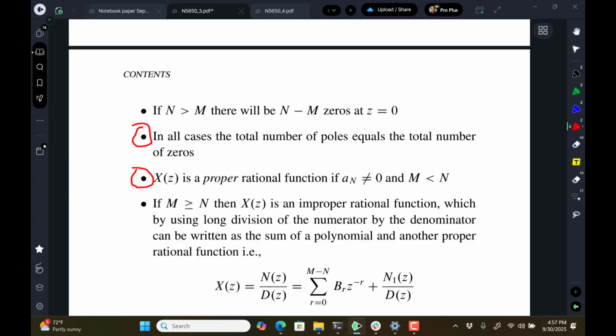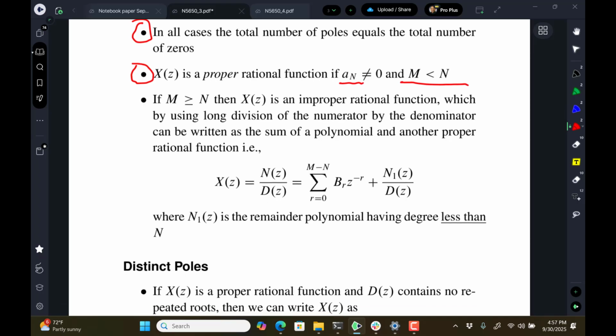The other thing is the second bullet there that I circled, just saying we can do partial fraction expansion if the function is a proper rational function, which means, first off, the leading coefficient on the denominator is not 0, and that the order of the numerator is at least one less than the denominator.